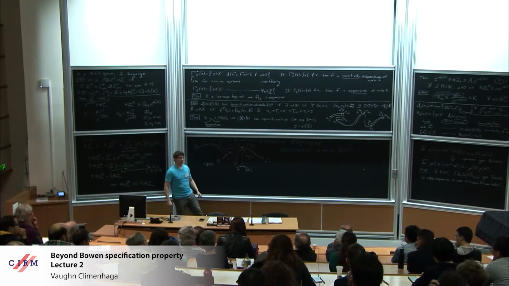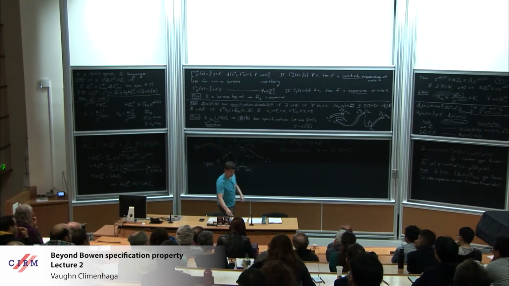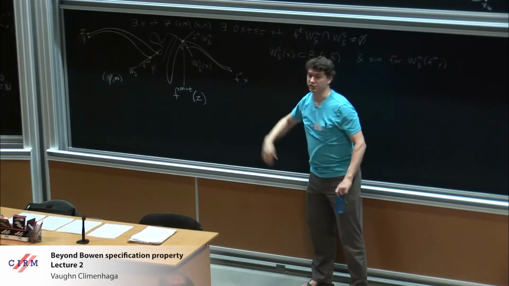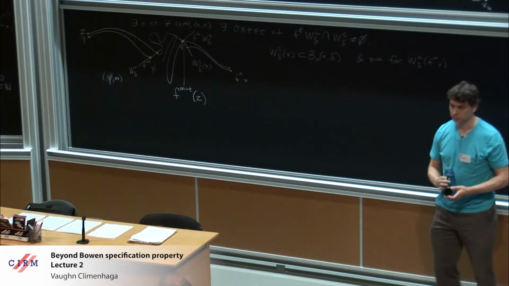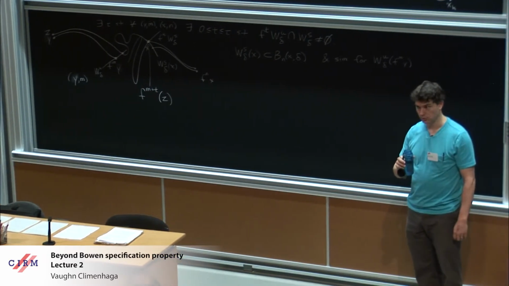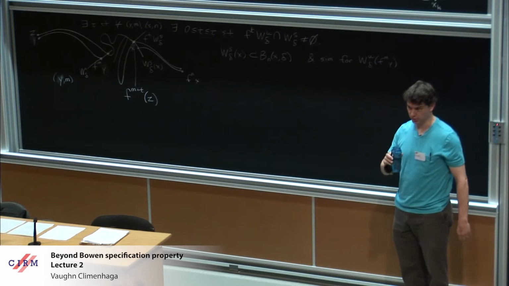Yes. If you changed transitive to mixing in this proposition, then you could do the same proof and you would get equal to tau. Yes, exactly. This is using the same argument as Bowen would have used. Oh yes, this is absolutely the classical argument.